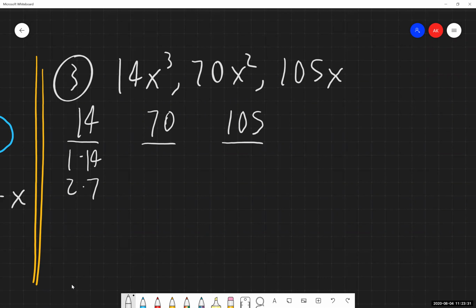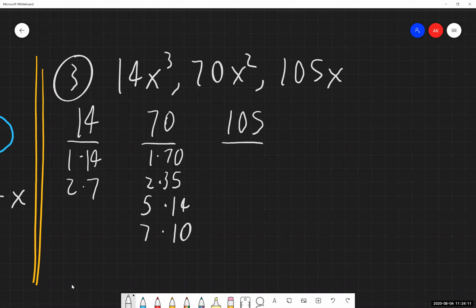Now I'm listing the factors of 70. I have 1 times 70, 2 times 35, 3 doesn't work, 4 doesn't work. So I don't believe 4 works. Let's try it with the calculator. 70 divided by 4 doesn't work. 5 does work. It's a number that ends in 0. So 5 and 14. 6 doesn't work. 7 does work. 7 times 10. 8 doesn't work. 9 doesn't work. 10 works. I already have it listed. Done.